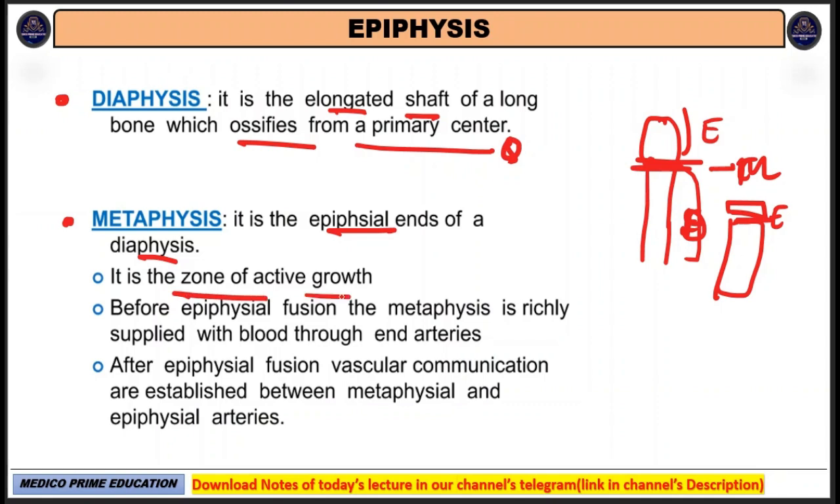This metaphysis is the zone of active growth. Before epiphyseal fusion, the metaphysis is richly supplied with blood through end arteries. After that, the epiphyseal end gets fused. Before epiphyseal fusion, most of the blood to the metaphysis is supplied through the end arteries. You will see this in the blood supply of the bone.